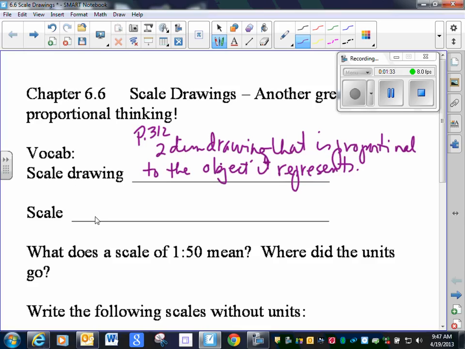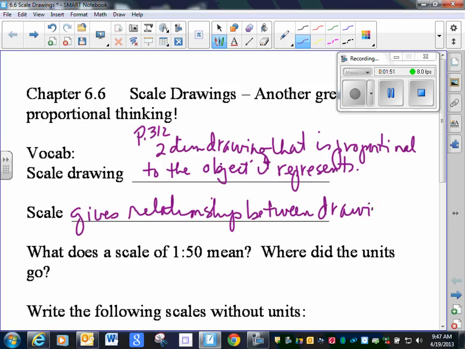The scale gives you the relationship between the drawing or the model and the actual item. And again, these definitions are on page 312, along with some examples.